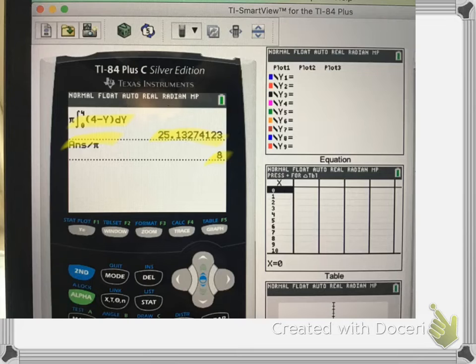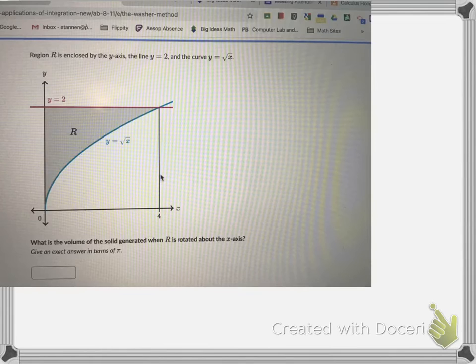The next one is a little bit different, but you're going to start noticing that the structure is going to be similar throughout. I have a region R enclosed by the y-axis, the line y equals 2, and the curve y equals the square root of x. So in this case, it's just my integral. This is again rotated about the x-axis. So I'm using my x value, 0 to 4.